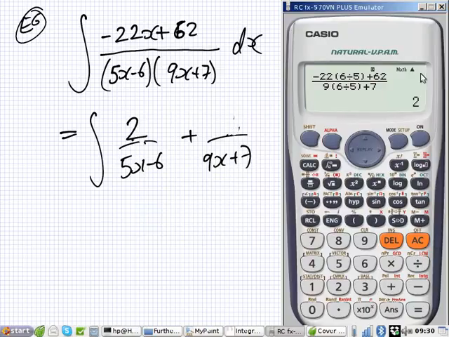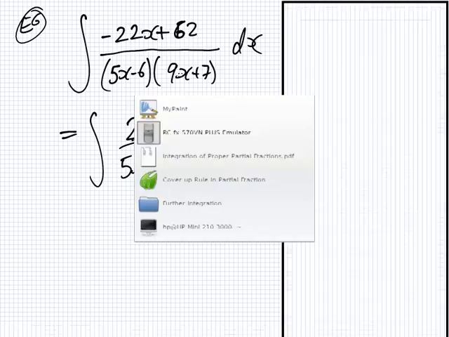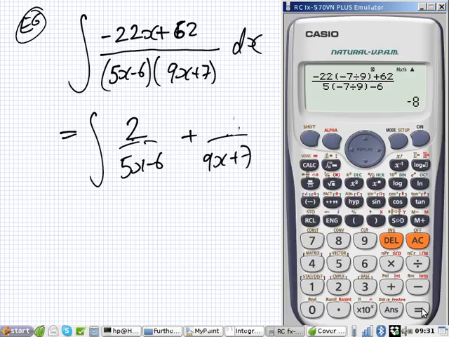So what would I use for the B? Yeah, minus 7 over 9. So on the top, that's 7 over 9. And then on the bottom, it's 5 times... No, minus 7 over 9, isn't it? Because it's a plus. 5 times minus 7 over 9 minus 6. Because you're covering this one up now. So this time we'll get minus 8.